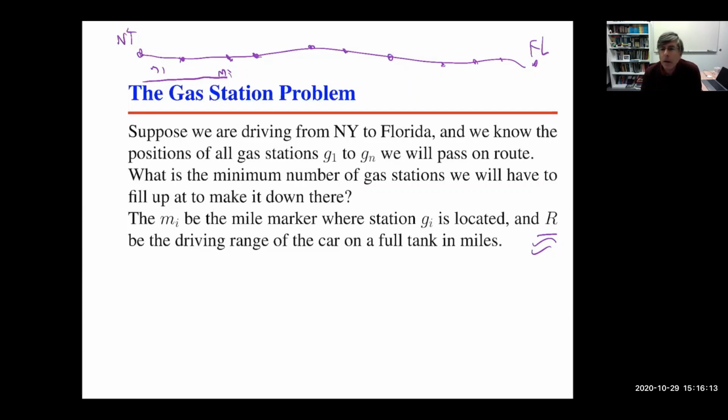How would we find the minimum number of places to stop? Can anyone give me an algorithm, a way of thinking about it, to find the fewest number of stops you need to make between here and Florida, given this data? Does anyone have an approach? Some of you should have an easy approach that happens to be right, although it doesn't happen to be dynamic programming. What would be a way of dealing with this?